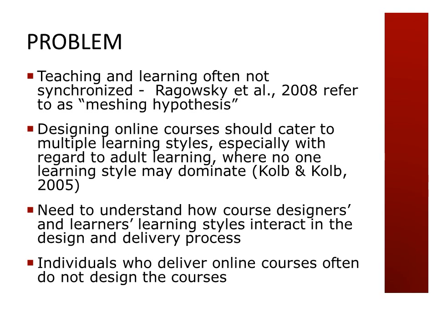Research problem. The goals of teaching and learning, including learning outcomes, often do not align. The goal is to synchronize teaching and learning. Courses should be designed to cater to multiple learning styles, especially with regard to adult learning, where no one learning style may dominate.